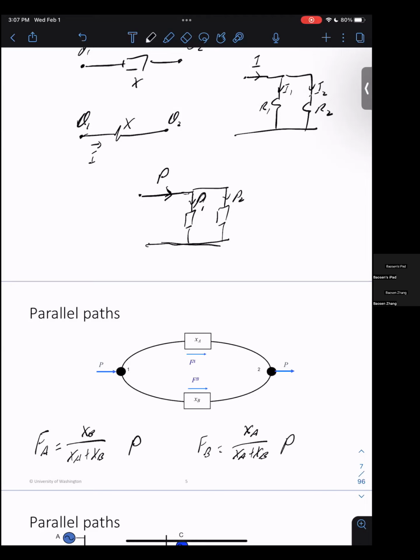Again, power prefers the path of least resistance. If XA is very small and XB is very large, you go with the A path, so it's XB over the sum. If XA is very big and XB is very small, you go the bottom path. This is the same thing as a current divider. A very common mistake is to say this is XA over this and that's XB over this. That's not true, so just remember the formula.